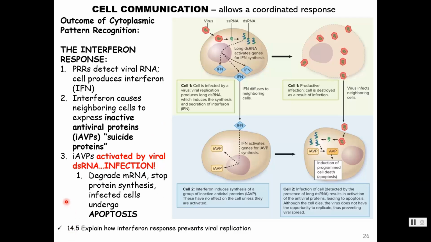So let's look at that interferon response. And so when the pattern recognition receptors detect viral RNA, that's going to cause a cell to produce interferon. So I think we're up here. So here we have a virus, we've got single-stranded RNA, double-stranded RNA, so that has been detected. And then just like on that YouTube, we're going to get transcription factors and we're going to get production of interferon. So interferon is a type of cytokine.